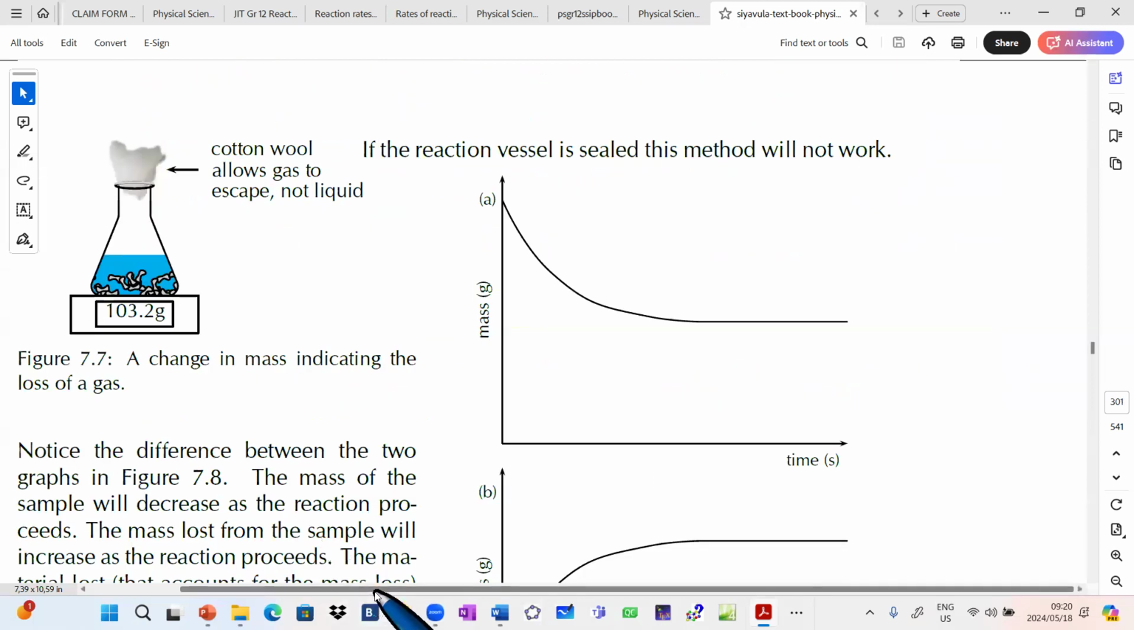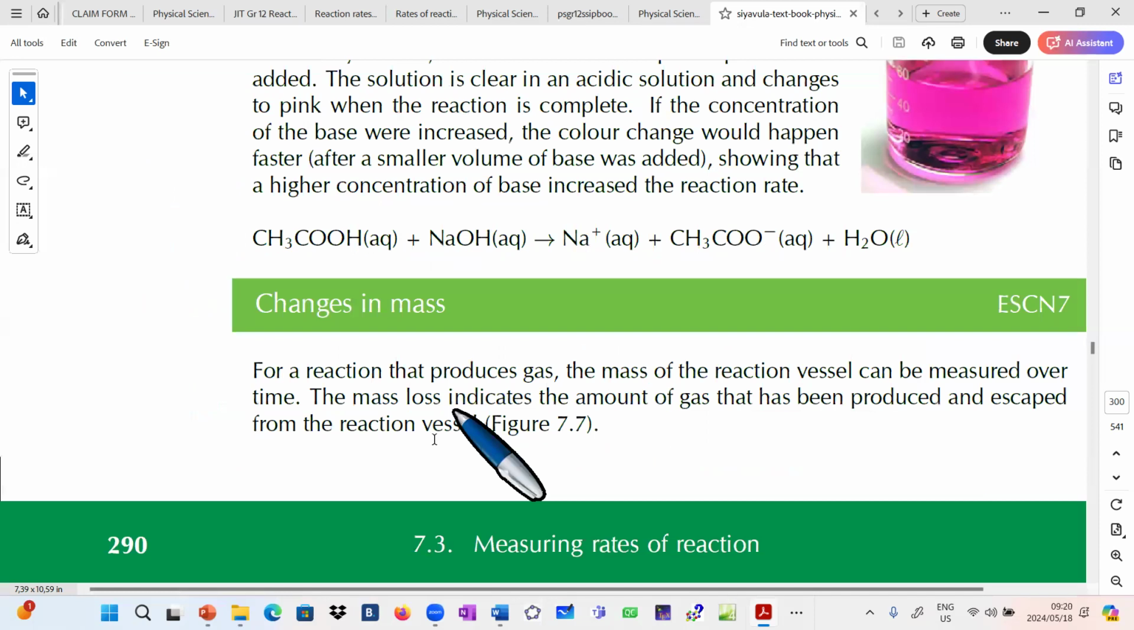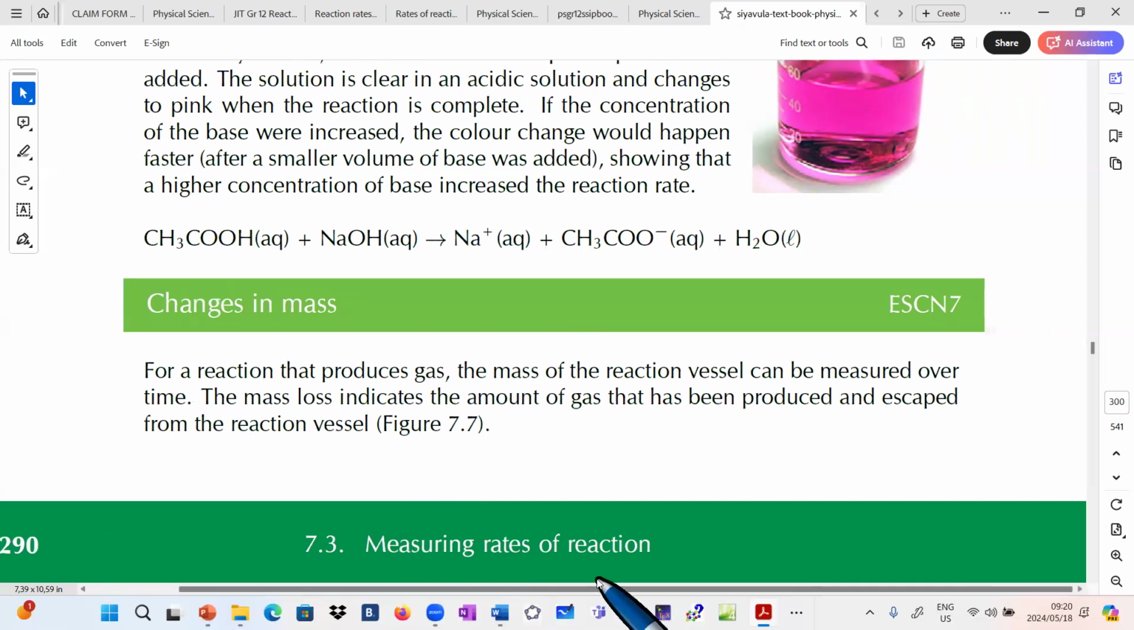Now, changing mass during a chemical reaction. One way to study chemical reactions is the changing mass for a reaction that produces carbon dioxide or produces gas. Okay, right. So let us look at changing mass. For a reaction that produces gas, the mass of the reaction vessel can be measured over time. The mass loss indicates the amount of gas that has been produced and escaped from the reaction vessel.